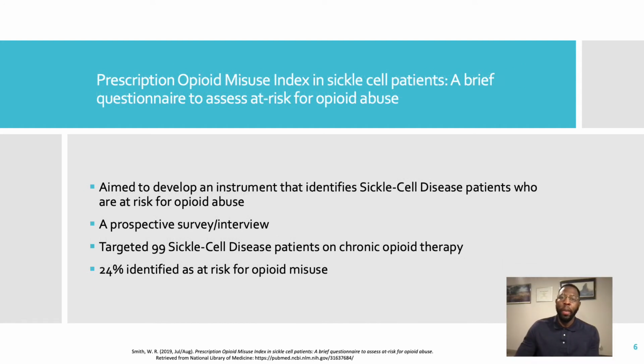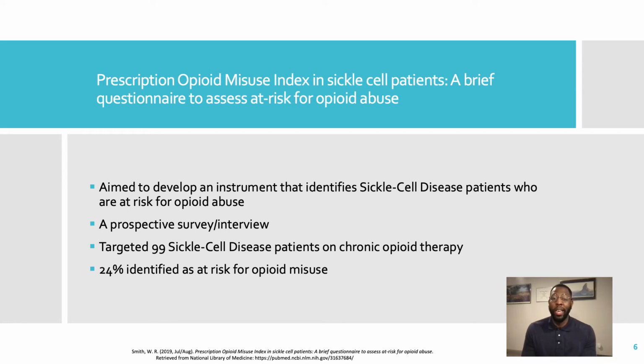So the next piece of literature is the Prescription Opioid Misuse Index in sickle cell patients. It's a brief questionnaire to assess risk for opioid abuse. This piece of literature was extremely interesting as well because it targets something that I didn't even think about to begin with, which is how do we even know if a sickle cell disease patient might have issues with opioid abuse? So that is what this was for, and I think that's one of the main positives from this.